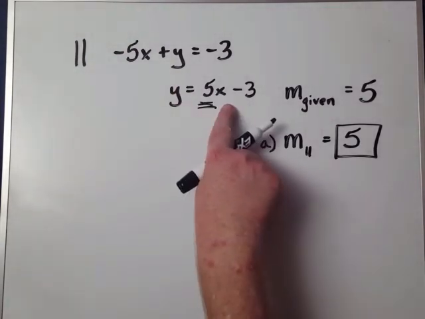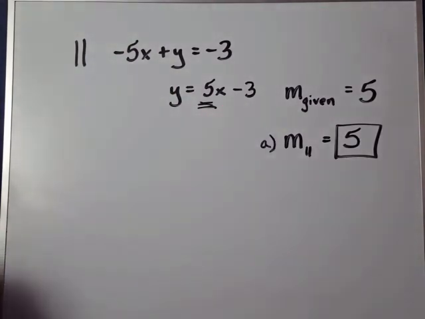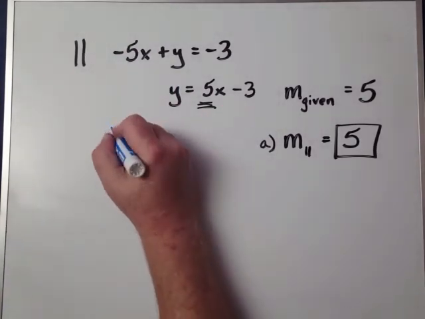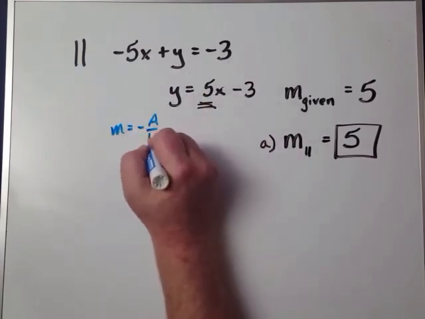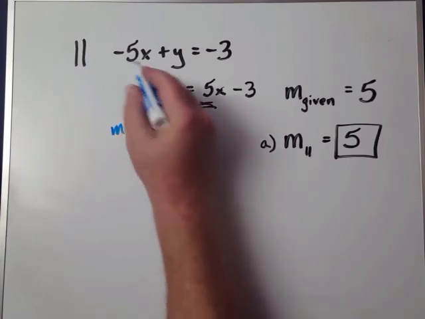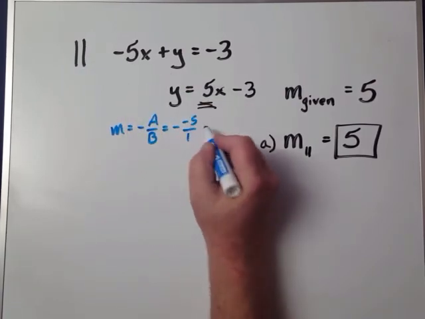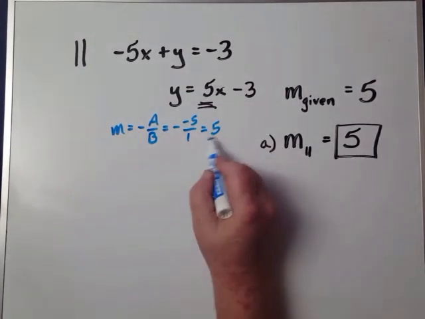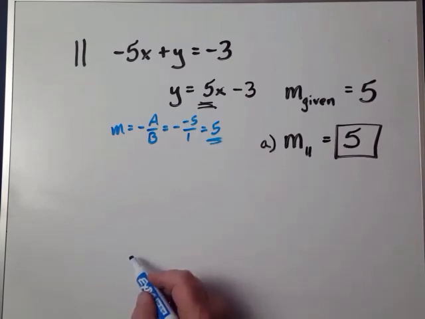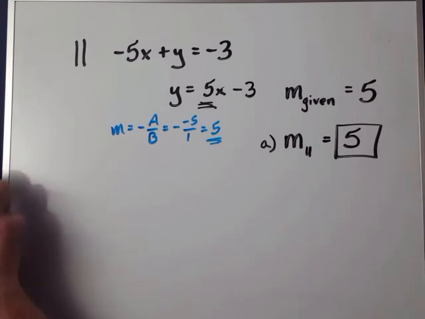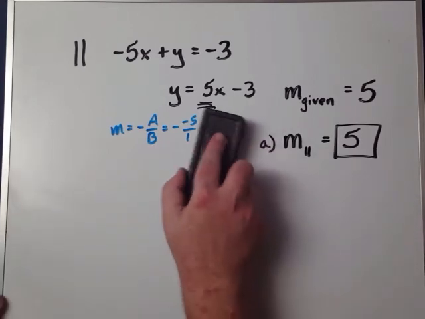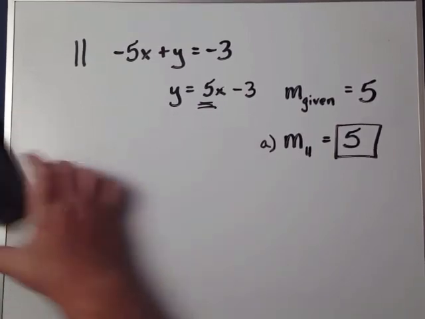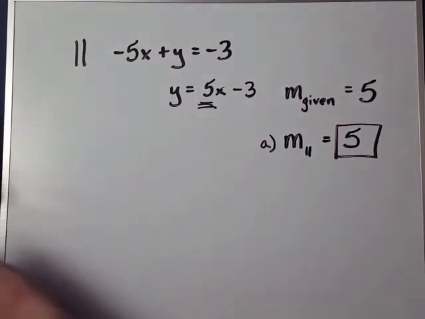I said there were a couple ways to find this. We could have also done what? We could have said that the slope, because that's in standard form, the slope is negative a over b, which is negative 5 over 1, which is positive 5. Either way, solve for y or use negative a over b, but find that slope and then answer the question, what would be the slope of a line parallel to the given line?